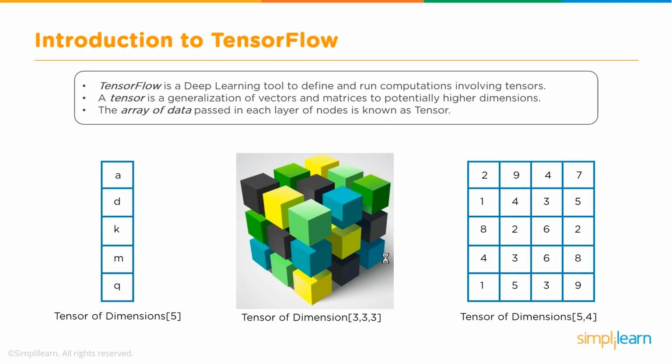So what are tensors? Tensors are like multi-dimensional arrays, if you will. That's one way of looking at it. Usually you have a one-dimensional array. First of all, you can have what is known as a scalar, which means a number.